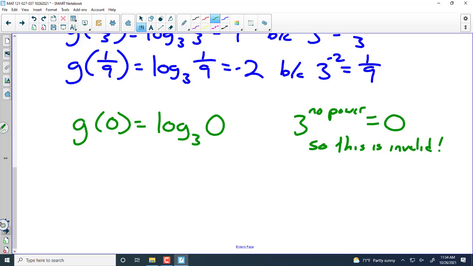If when we plug a number into a function it's impossible to get an answer, what do we know about that number? It's not part of the what? Yeah, if you can't plug it in and get an answer, then this number is not part of the domain.